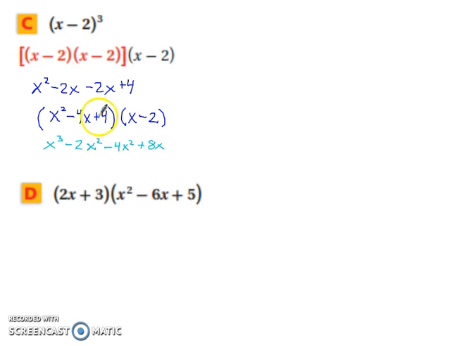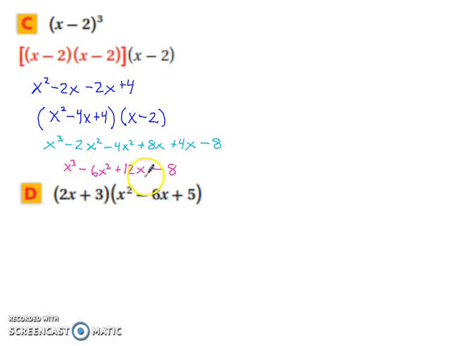And now our third term. We have 4 times x, so we have plus 4x. And then we have 4 times negative 2, which gives us negative 8. And then our very last step would be to combine like terms. So we have x to the third minus 6x squared. That's those two terms there. And then we have plus 12x and then minus 8.